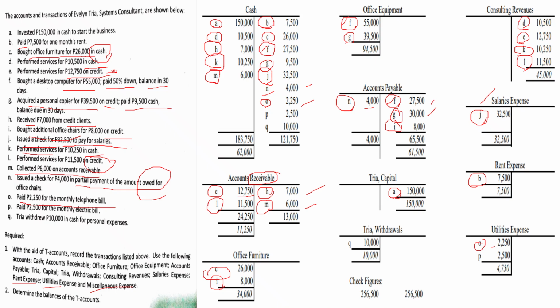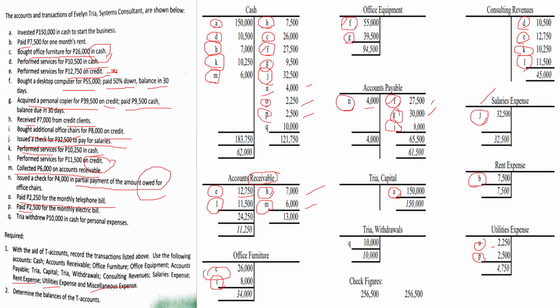Next, letter P. We pay 2,500 of monthly electric bill. Again, when we pay, we reduce our cash. So cash decreases, we credit cash 2,500. Now we have here electric bill is also utilities, right? So utility expense increases. So we debit 2,500 for letter P.